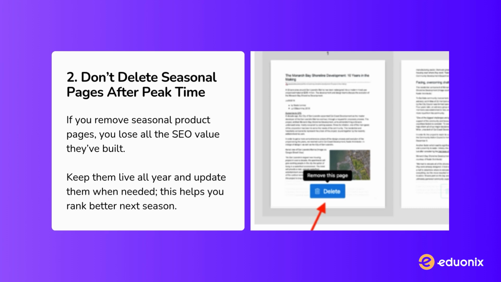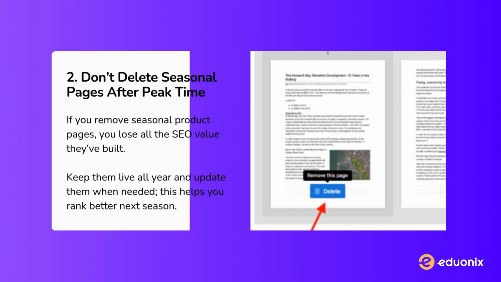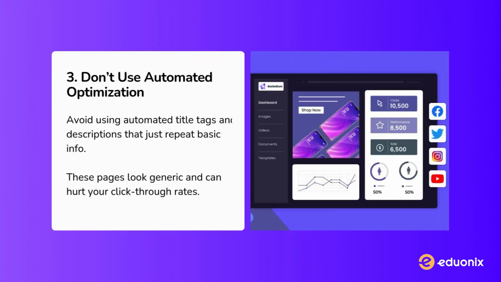If you have a seasonal product page that has built up rankings, traffic, and sales over time, do not eliminate it. 3. Don't use automated optimization. Dynamically populated product pages with the product's name as the title tag, followed by brand and nothing else, is not a best practice. Also, using automated descriptions and changing just a few variables could negatively impact your CTR.